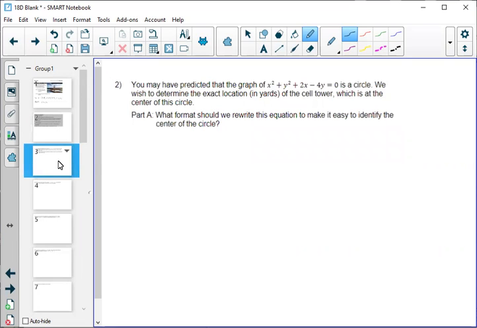2. You may have predicted that the graph of x squared plus y squared plus 2x minus 4y equals 0 is a circle. We wish to determine the exact location in yards of the cell tower, which is at the center of this circle. Part A, what format should we write this equation to make it easy to identify the center of the circle? Well, we could write it as (x minus h) quantity squared plus (y minus k) quantity squared equals r squared.